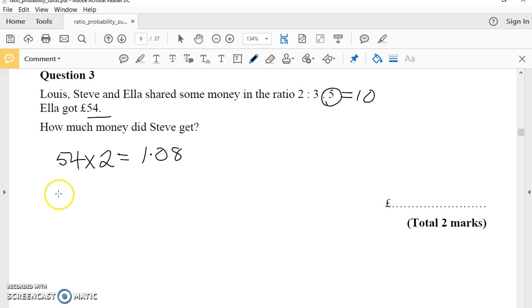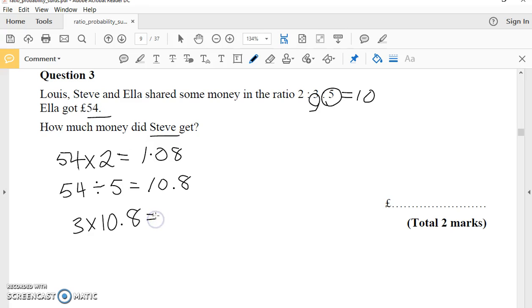Now, if I do 54 divided by 5, okay? That gives me 10.8, okay? Which is what each piece is worth. So, I want to know how much money Steve gets. So, Steve gets 3 parts, okay? Sorry that my circle looks like a 9. So, I'm going to do 3 times 10.8. Which gives me an answer of 32.4. So, he gets 32.40.